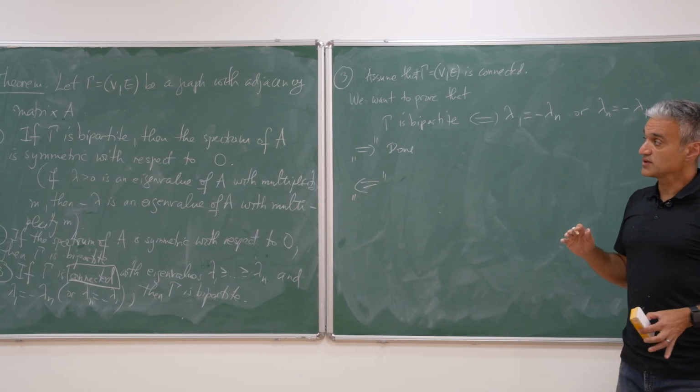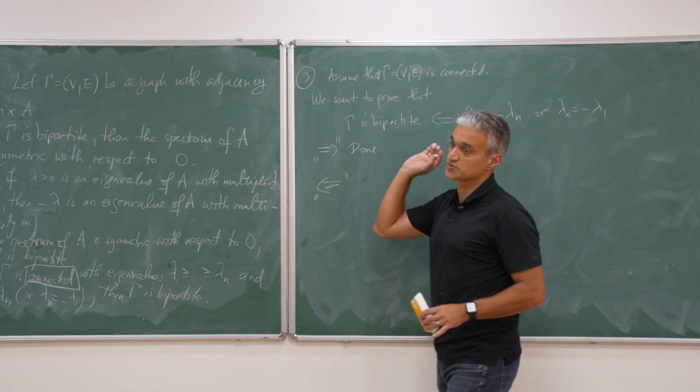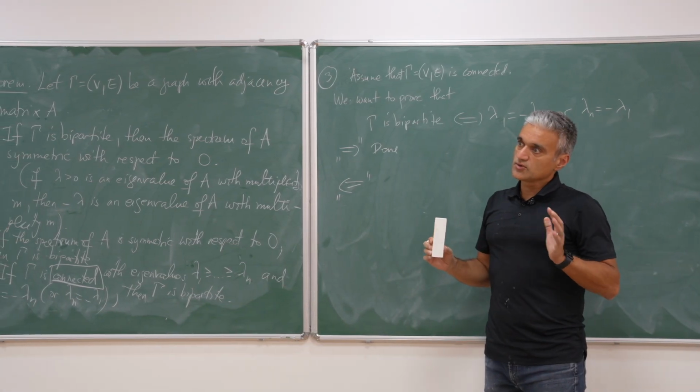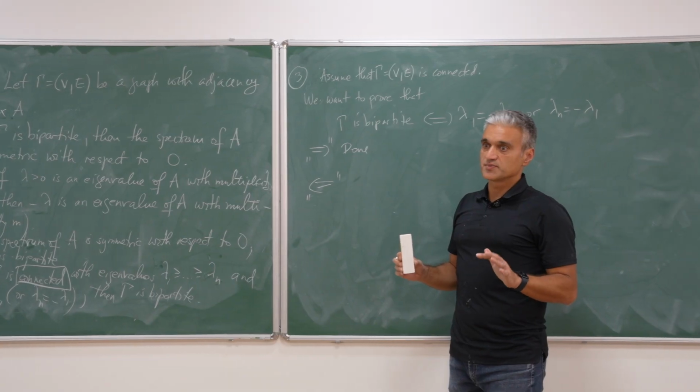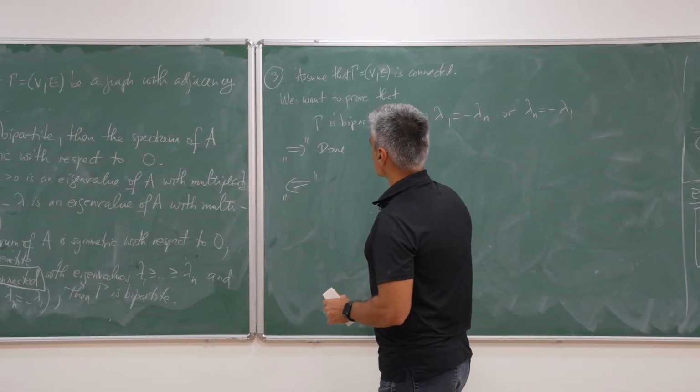Okay. Now the only thing different from what we did before is that in this situation we assume the graph is connected. I don't think this works without the graph being connected. So the graph is connected. So what do we have?